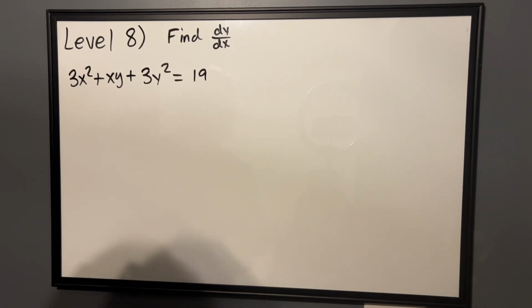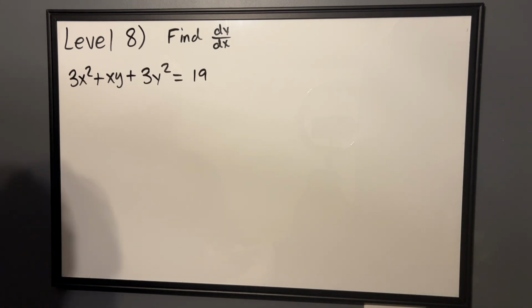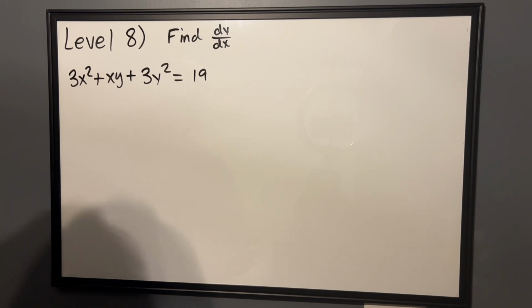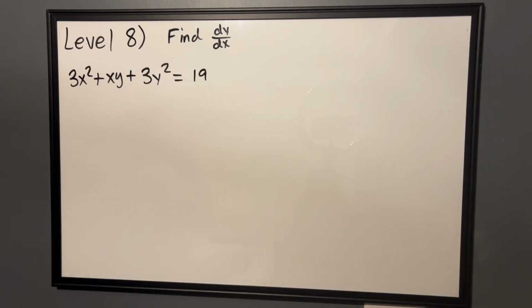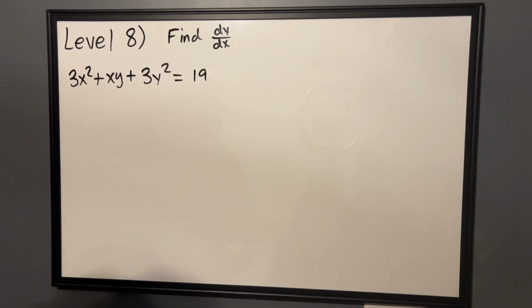Because we're taking this derivative with respect to x, every time we take a derivative of y, we need to multiply by a dy/dx to signify that we took a derivative of y, right? Because technically we're not allowed to do that unless we add dy/dx, because we're only taking the derivative with respect to x, so we don't know what y is.